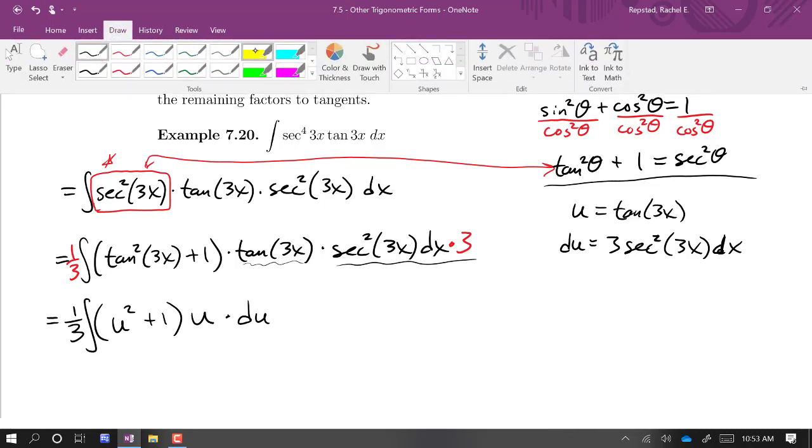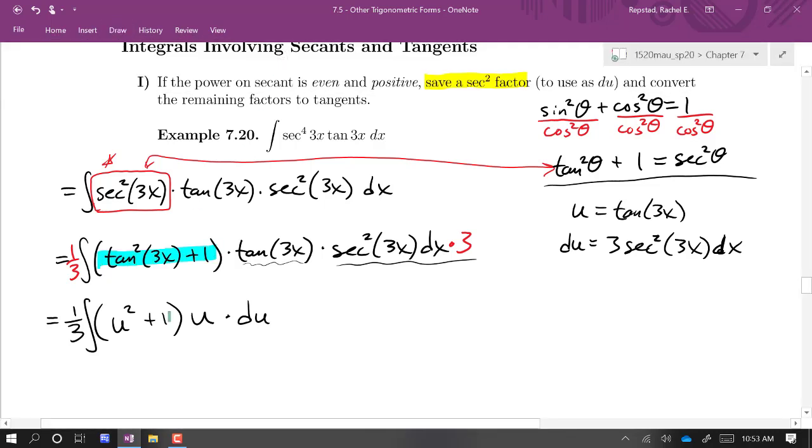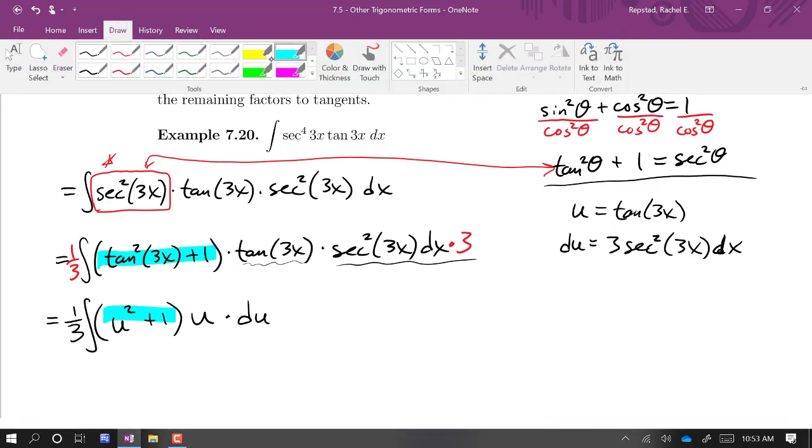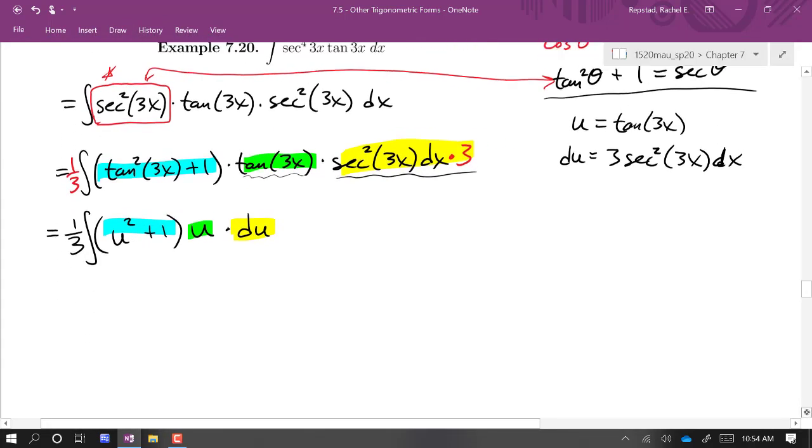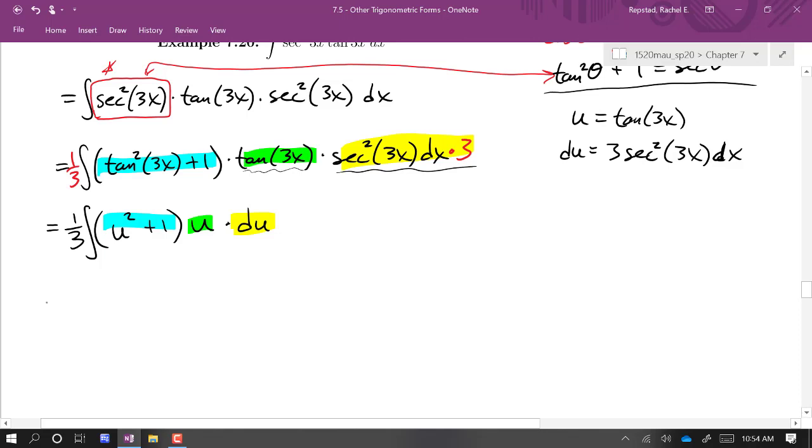So again, everything matches up, right? This matches with this. This matches with that. And there's my du right there. Making a u substitution is all about accounting. Now we have this integral with u's that will be easier to do. We're going to do some algebra. I'm going to distribute this factor of u. So we have 1/3 times the integral of u cubed plus u du. It's a polynomial. Let's use the power rule.